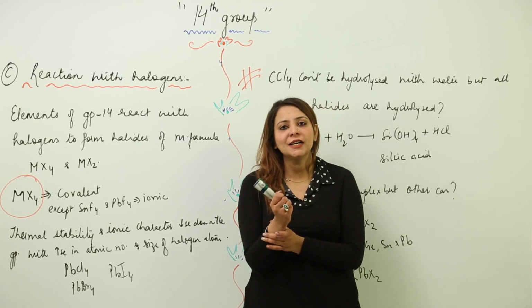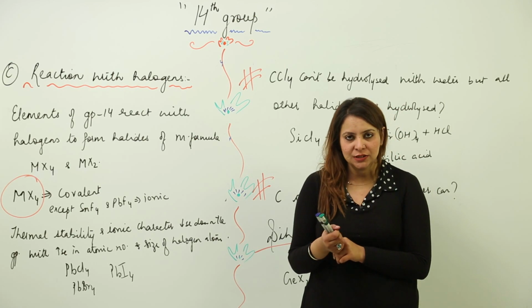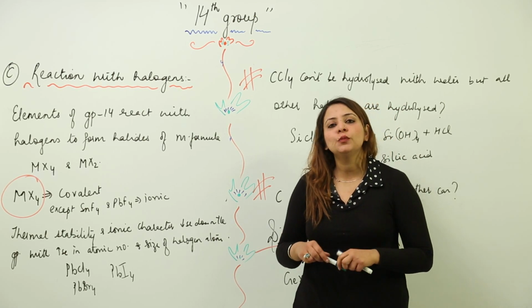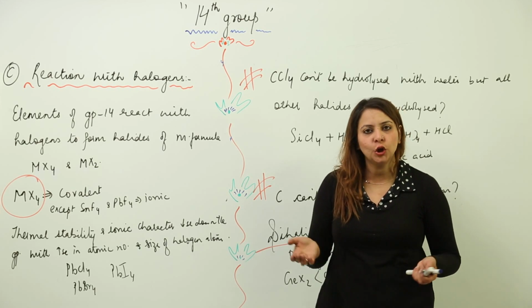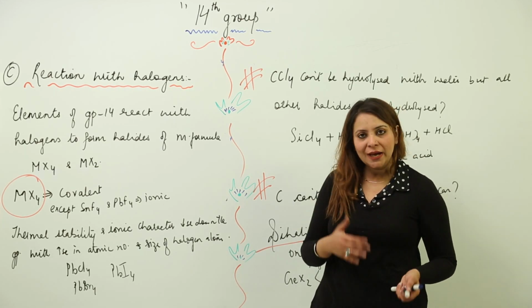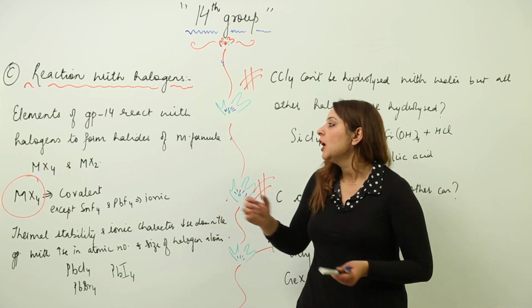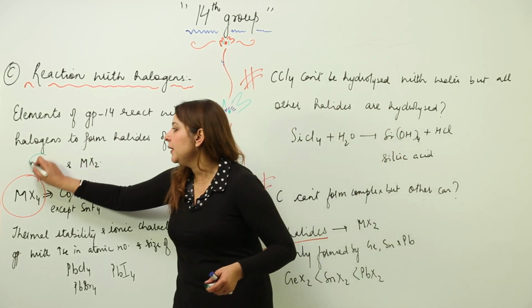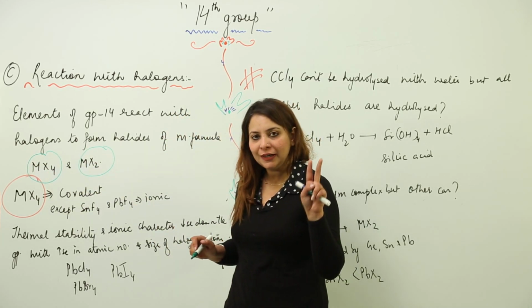Now we are going to start with another property of the carbon group, that is reaction with halogens. We see that whenever an element reacts with halogens, they form their respective halides. This is already known to you. Likewise, the members of this group, the carbon family, also form halides of molecular formula MX4 and MX2. So that means they form two types of halides.